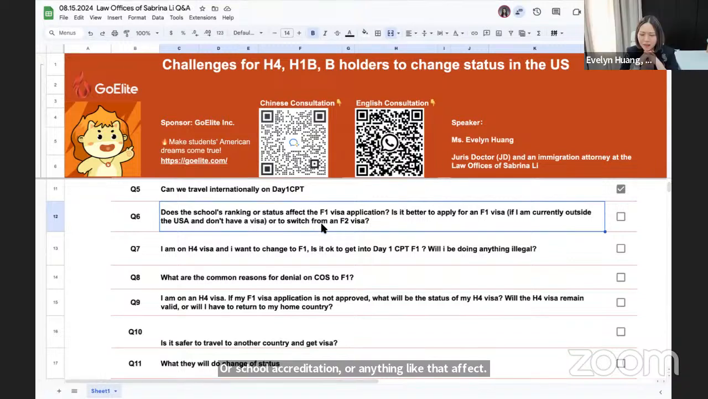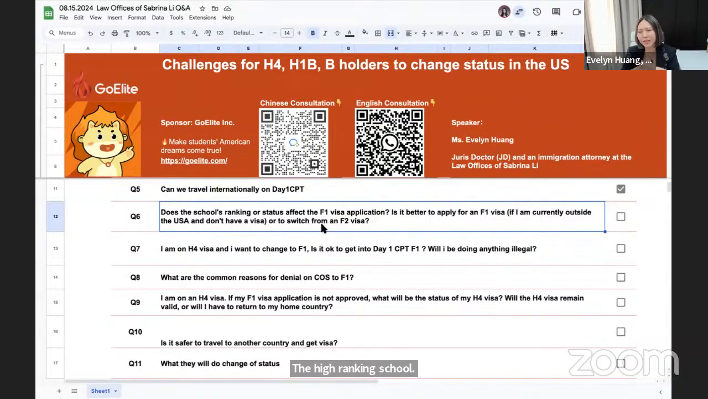I would say it does benefit the application, but let's just say you're not going to an Ivy League school for your change of status. You're not going to get denied simply because you're not applying to a high-ranking school.